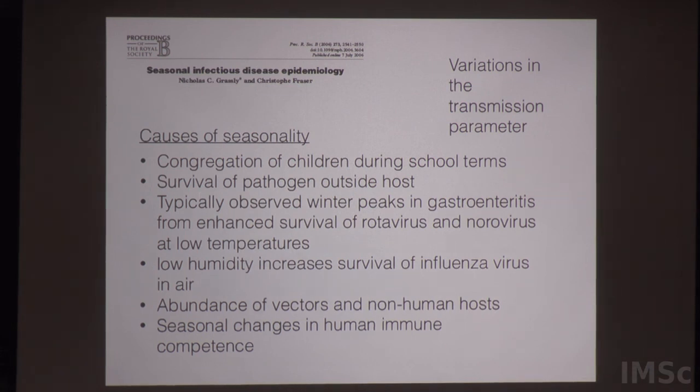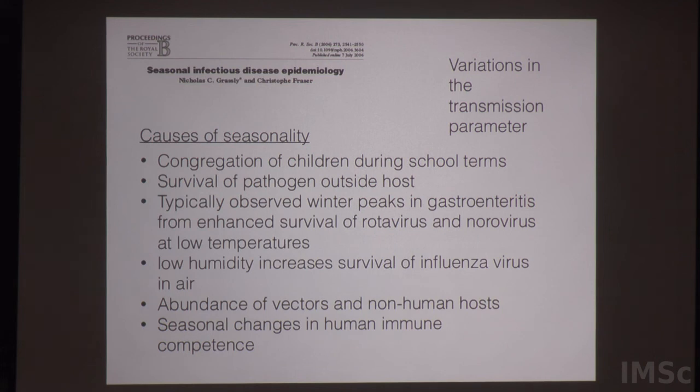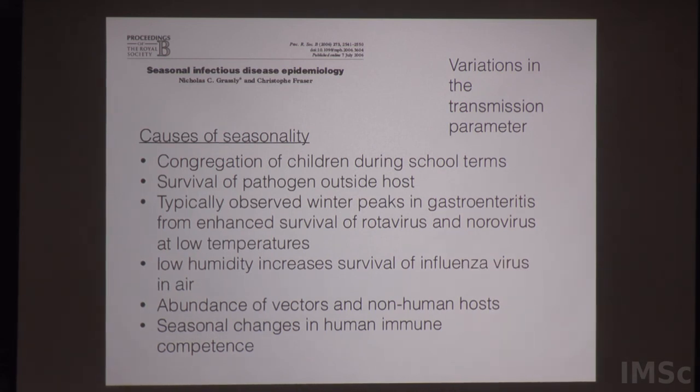But children meet only during school hours and school terms. So there are 3 months in the summer where they don't meet, 1 month in winter where they don't meet, etc. But when they're in school and all together, that's when the infection has the maximum chance of propagating from child to child. The other issue is survival of pathogen outside the host, which again could be seasonally dependent. For example, you see winter peaks in gastroenteritis because the rotavirus and norovirus survive better at low temperatures. The low humidity increases the survival of influenza virus in air, again something that I didn't know, but I just found out recently. The nature of vectors and non-human hosts also depends upon season.